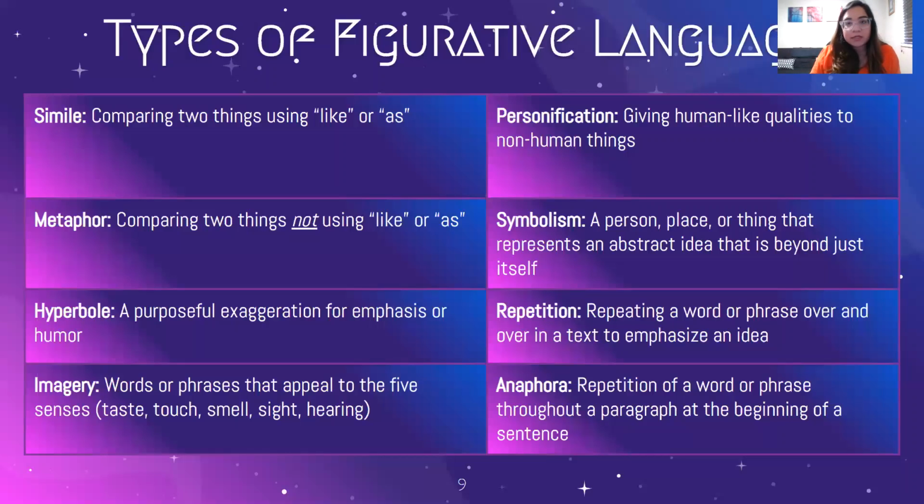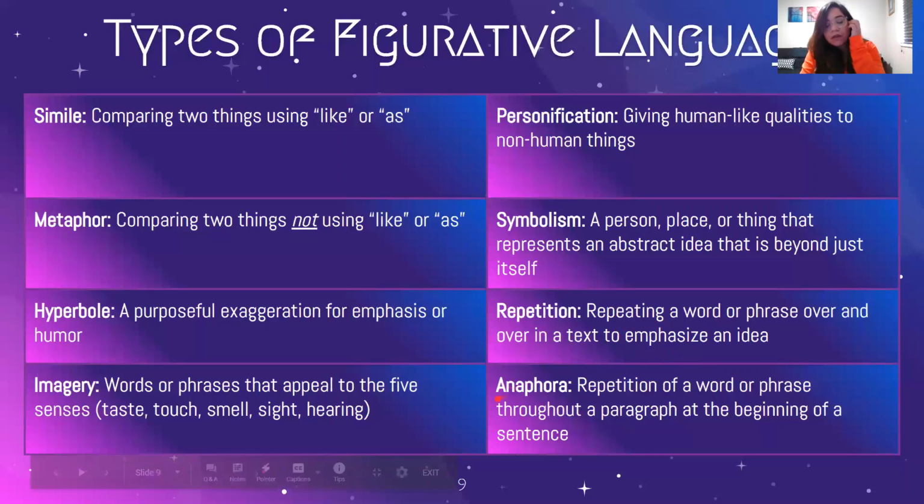So that is what symbolism is. It's taking something that's normal and giving it more meaning, having it represent something deeper than what it actually is. Okay. Then we have repetition, and repetition, we've gone over this since the beginning of the year, repeating a word or phrase over and over in a text to emphasize an idea. That word emphasize is important. Every time you see the word repetition, it is meant to emphasize something. So it's important that you guys remember that.